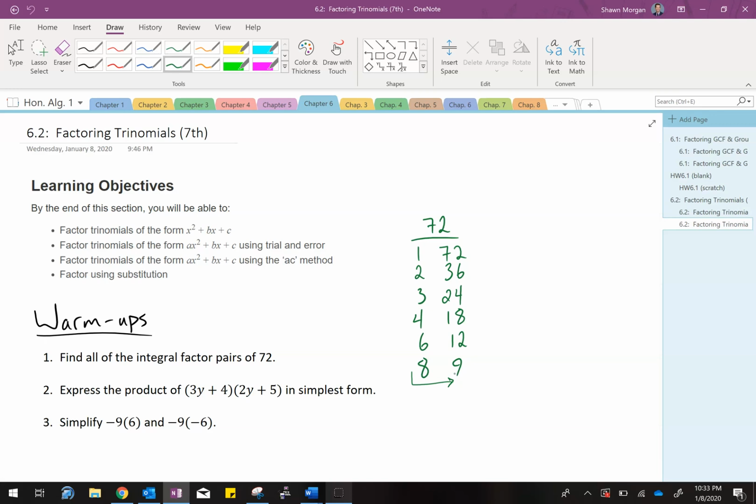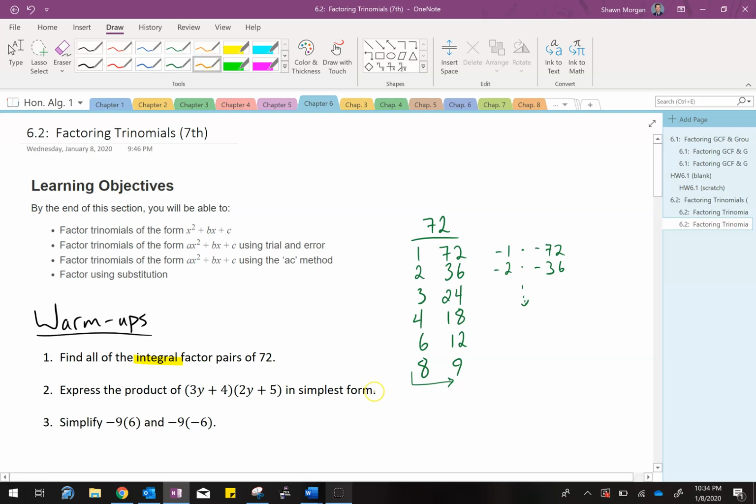Usually you'll turn the corner somewhere close to the square root of that number, if you know anything about square roots. Now I hope you noticed the word integral means the factors are all integers. Integers are positive or negative counting numbers, so we would also want to include numbers like 1 times 72 and -1 times -72, -2 times -36, etc. So keep in mind that when you're making this list of factor pairs, you want to include positives as well as negatives.